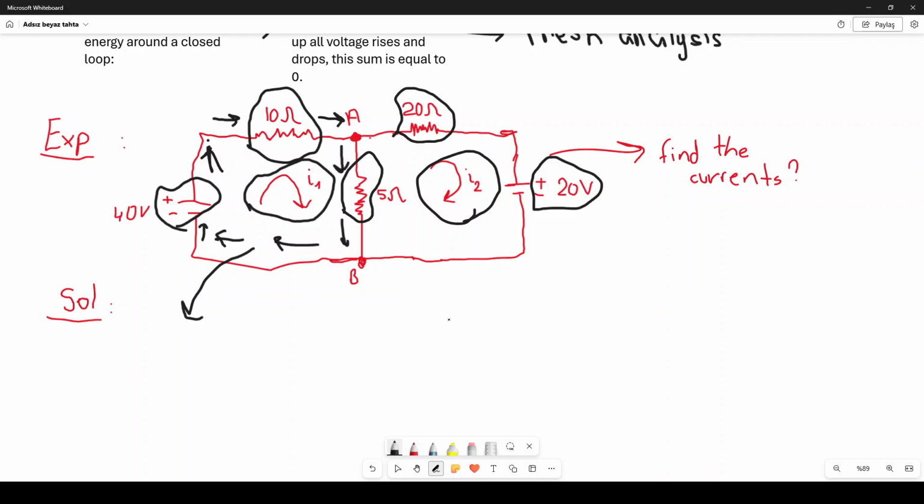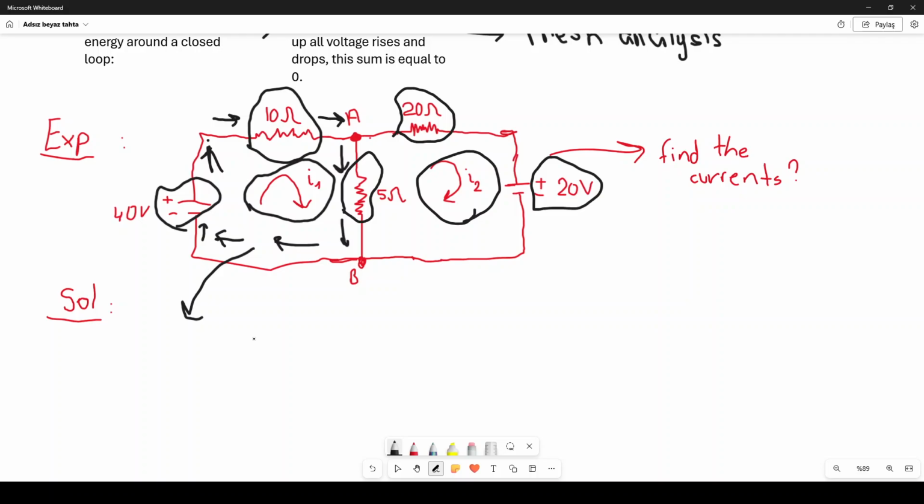Okay, and by the way, I assume the clockwise direction negative and the counterclockwise direction positive. That's just an assumption. It doesn't need to be true, but we need to prefer one of these directions. So again, I selected the clockwise direction negative, and the counterclockwise direction positive. All right, let's now find the algebraic sum in the first mesh, on the left hand side.